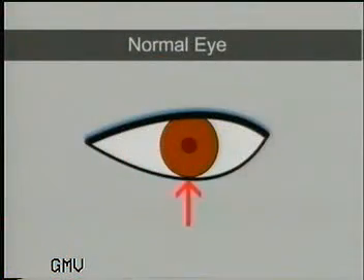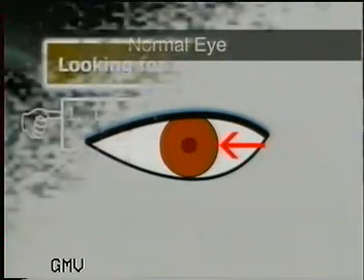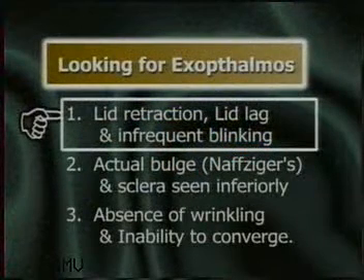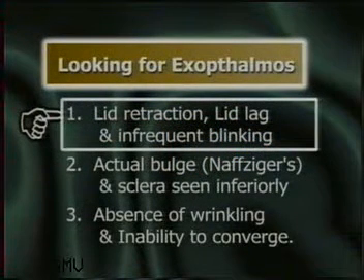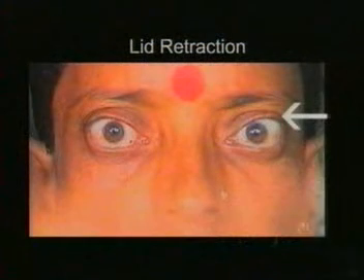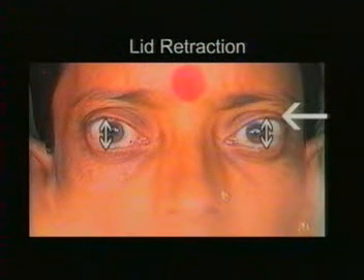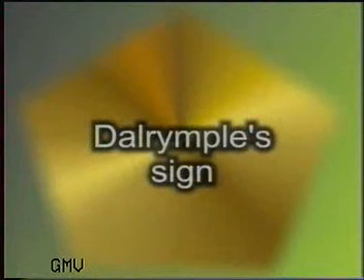Normally, the lower lid just touches the limbus at 6 o'clock, while the upper lid covers the upper margin of the cornea from 11 to 1 o'clock. Limbus is the corneal margin. The early eye signs of thyrotoxicosis are lid retraction, lid lag, and infrequent blinking. The earliest eye sign to appear is the lid retraction with resultant widening of the palpebral fissure, also termed as Dalrymple's sign.